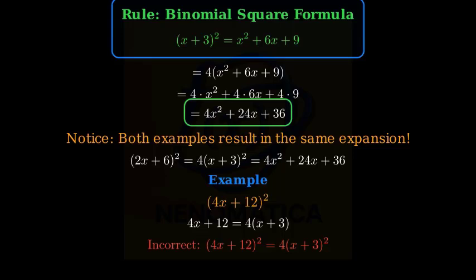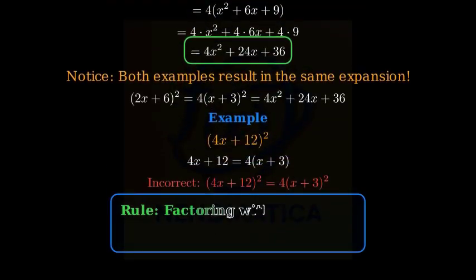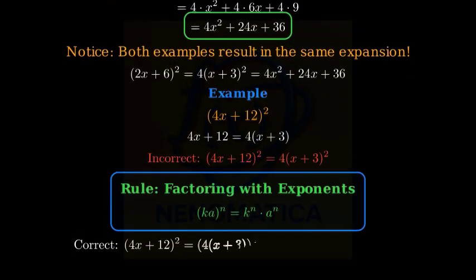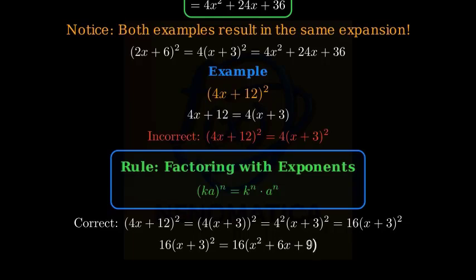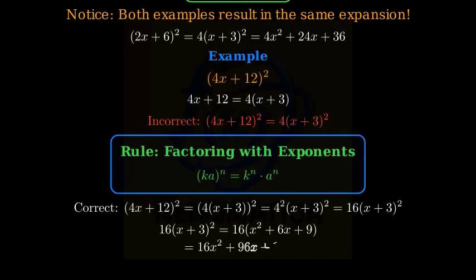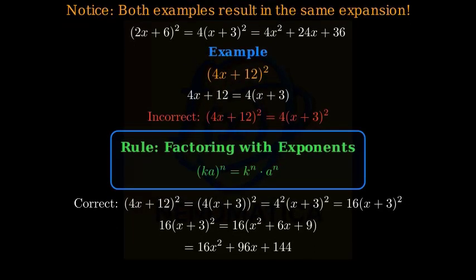When we factor out 4 from 4x plus 12 and then square the entire expression, we get 4 squared times the quantity x plus 3 squared. So the correct factorization is 4x plus 12 squared equals 16 times the quantity x plus 3 squared. If we expand 16 times the quantity x plus 3 squared, we would get 16 times x squared plus 6x plus 9. That would give us 16x squared plus 96x plus 144, which is different from our previous results.